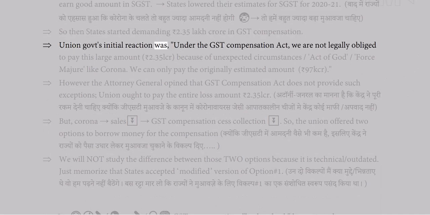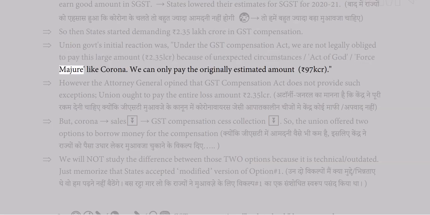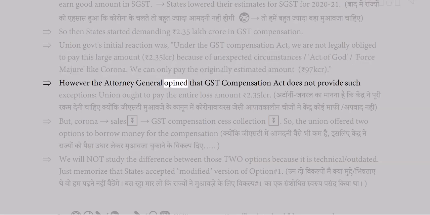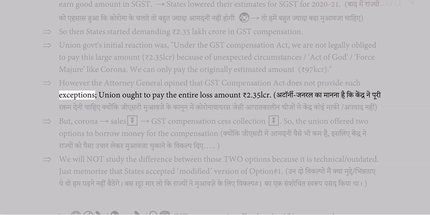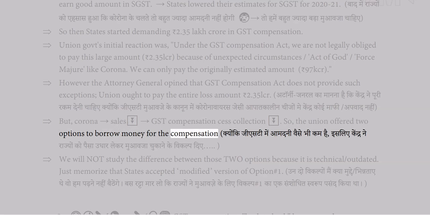Union Government's initial reaction was that under the GST Compensation Act, we are not legally obliged to pay this large amount, 2.35 lakh crore, because of unexpected circumstances, an act of God or force majeure like Corona. We can only pay the originally estimated amount, 97 thousand crore. However, the Attorney General opined that the GST Compensation Act does not provide such exceptions, and the Union ought to pay the entire loss amount, 2.35 lakh crore. But with Corona, sales are down and GST compensation cess collection is down. So the Union offered two options to borrow money for the compensation.